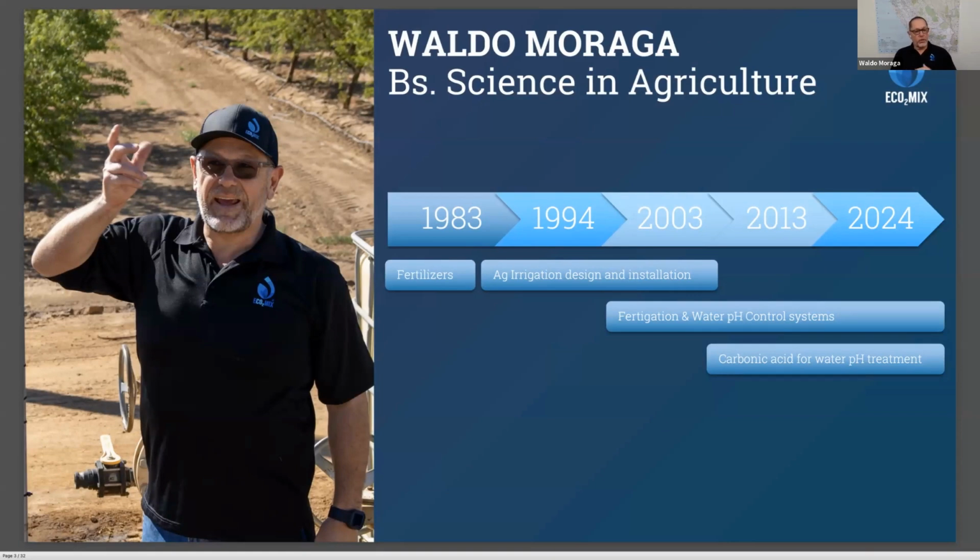I've been involved in ag my whole life, working in the fertilizer market since I was 17 years old. Then in 1994, I started in irrigation design, installation, system, drip, micro, all that kind of thing. In 2003, I started doing everything related to fertigation. All those skids that you see around every farm right now, I installed the first one 22 years ago, fully automated, managing fertilizer injection.